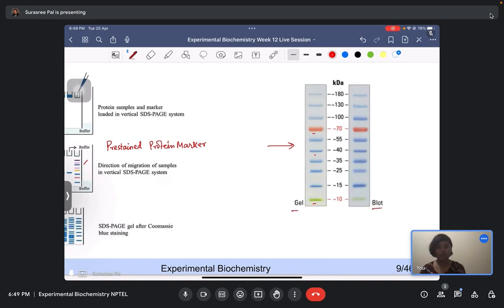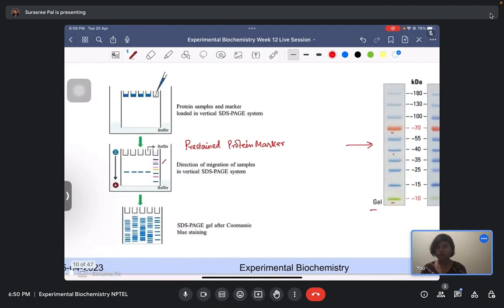So this is the gel and this is the blot. When these proteins are transferred onto the blot, on the blot also we will be able to see these marker bands, by which we can have an idea that yes, the protein samples from the gel have been transferred to the membrane, because the marker has also been transferred, right? So this is a good indicator of whether our transfer process was correctly done or not, which is why we are using a pre-stained protein marker here.